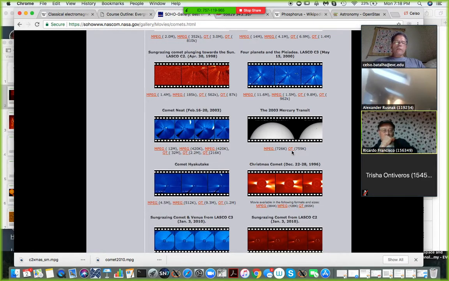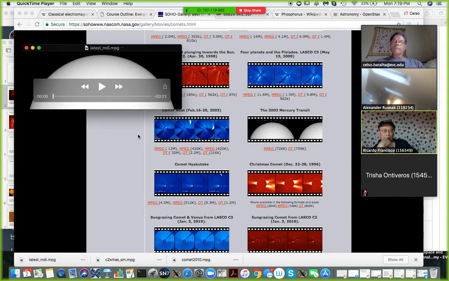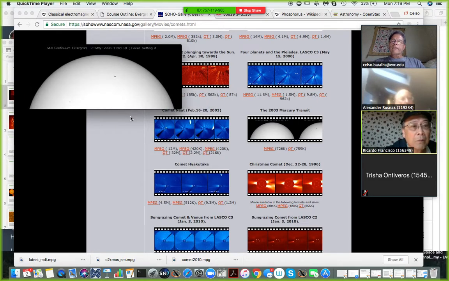Other movies show a different part of the sun. Try this one. And there is a spot. So, in fact, can I take this out? There you go. That's a sunspot going across the sun. Looks like, but looks like also a migrating something.